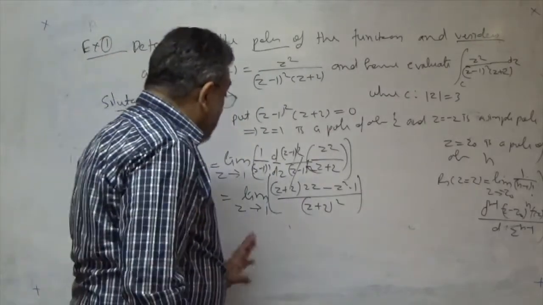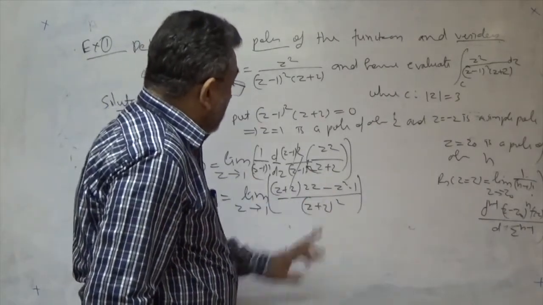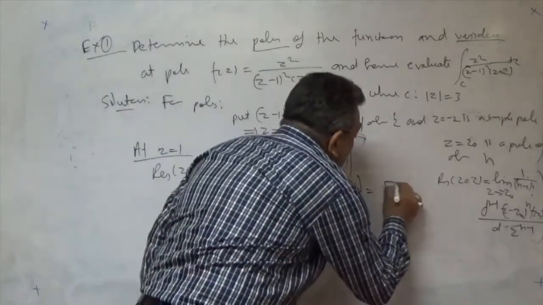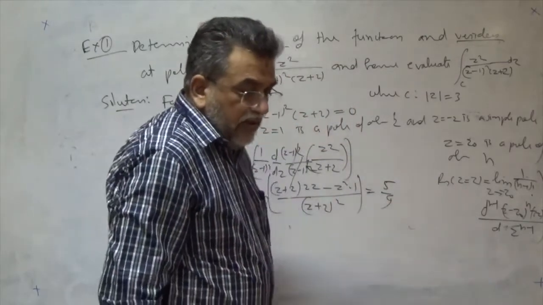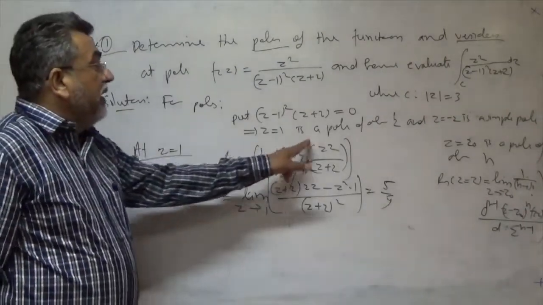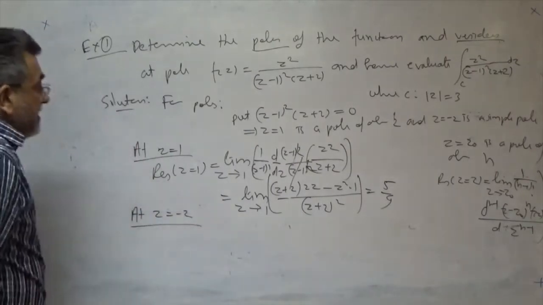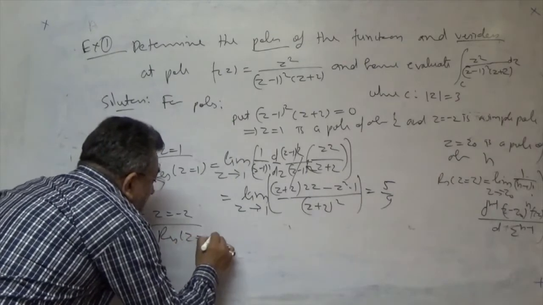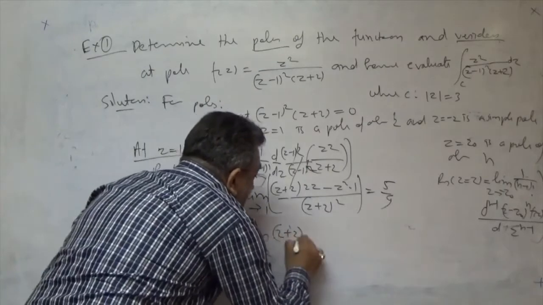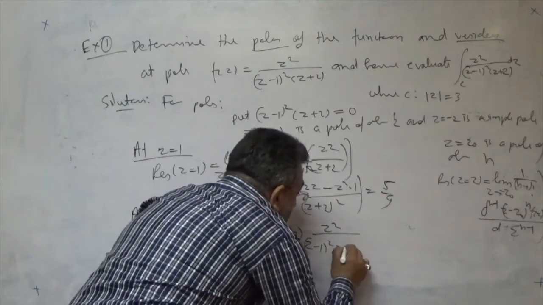If we substitute z equal to 1, that is 3 into 2 is 6, 6 minus 1 is 5, upon 9. The final value is 5 upon 9. This is the value of the residue at the pole z equal to 1, because z equal to 1 is a pole of order 2. Now, the residue at z equal to minus 2, which is a simple pole: the simple pole formula is the limit z tending to minus 2 of (z plus 2) f(z), where f(z) means z square upon (z minus 1) whole square (z plus 2).